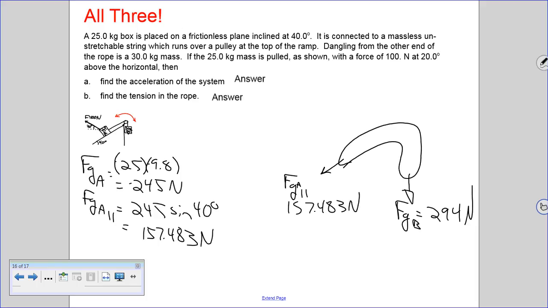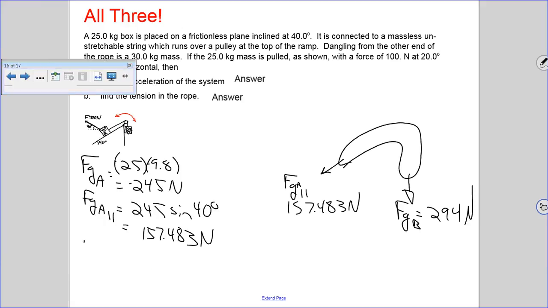157.483 newtons. Good. Now, anything else? That applied force, right? Before I do that, was that a question, Patrick? Will you give us the other one too, the other side of the triangle? Oh, sure. I wasn't going to calculate it till later, but we can do it real quick while we're at it.